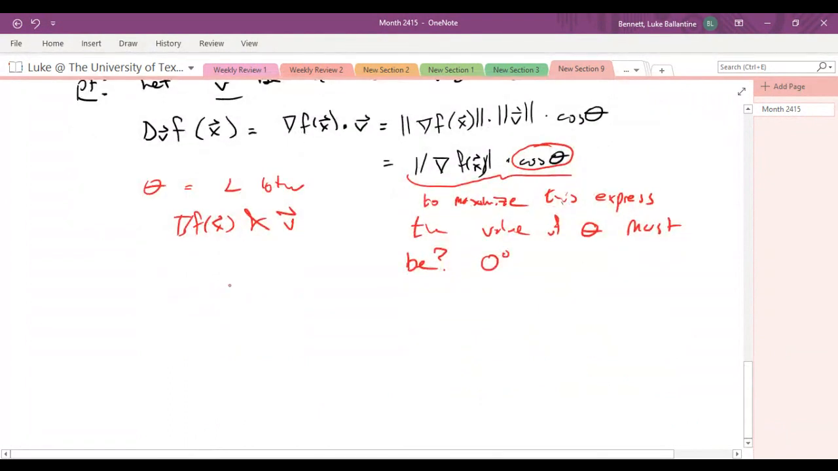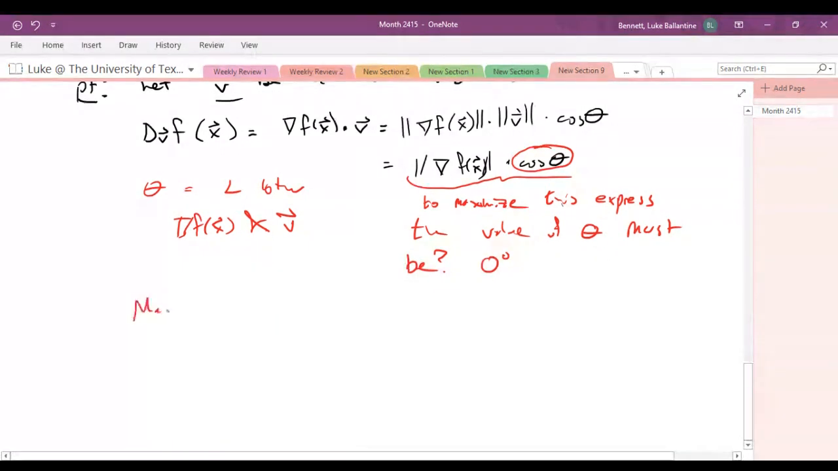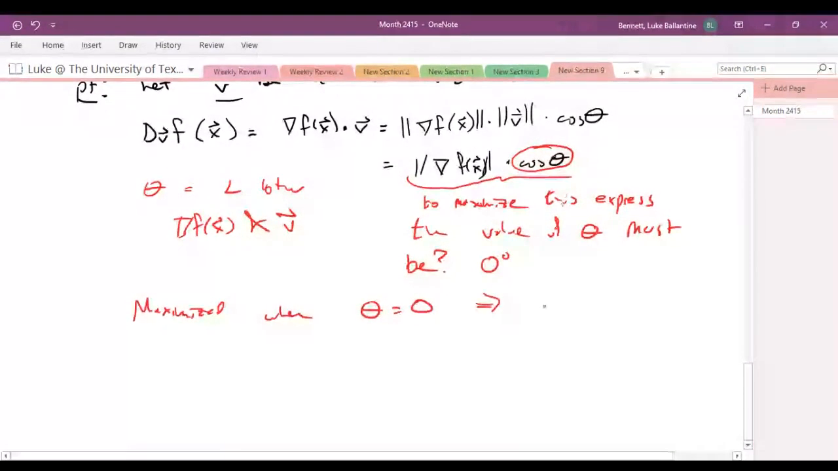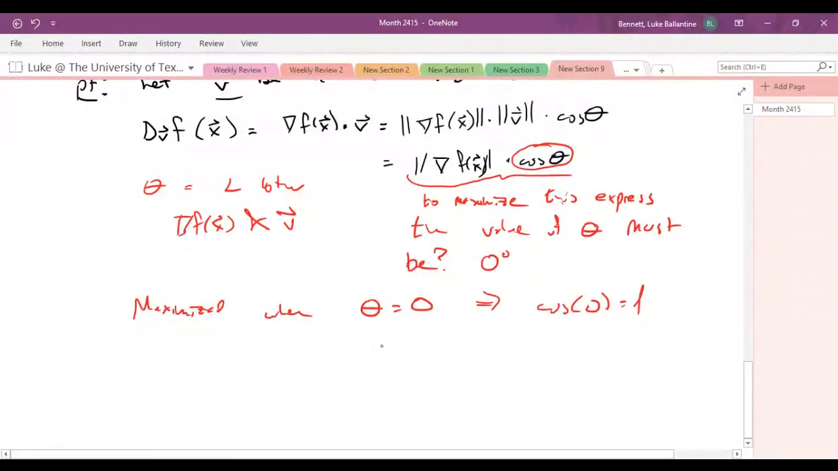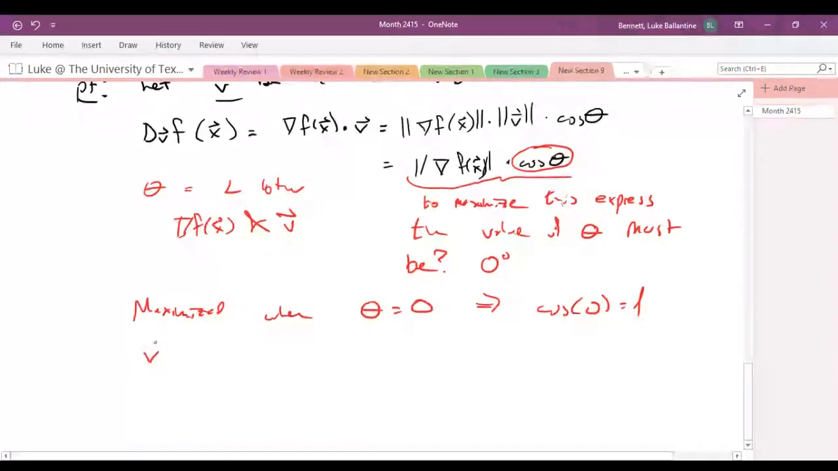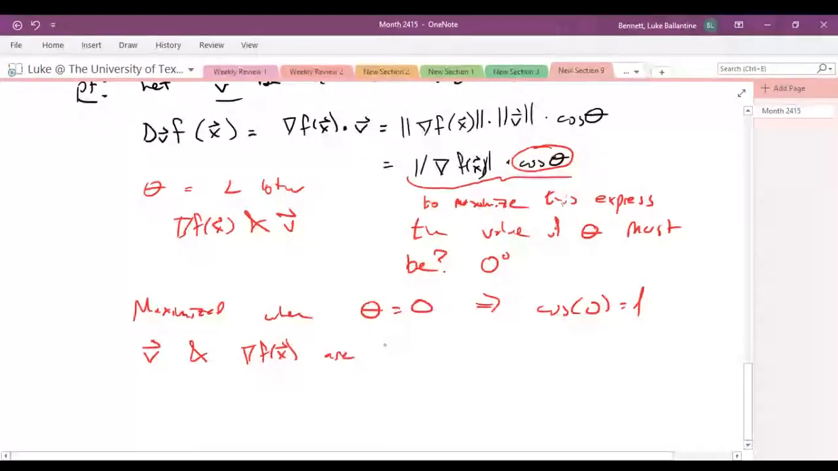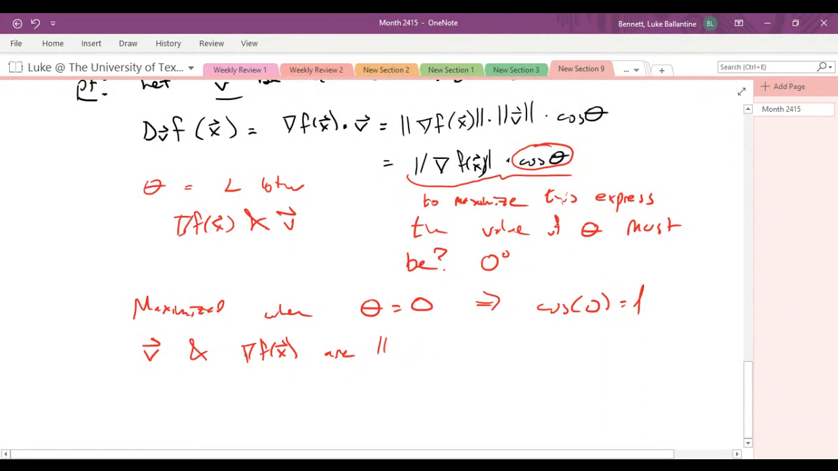So this is maximized when theta is equal to 0, implying that cosine of 0 is equal to 1. So the directional derivative is maximized when v and the gradient of f at x are parallel. That means that the gradient of f points in the direction of fastest increase. All right.